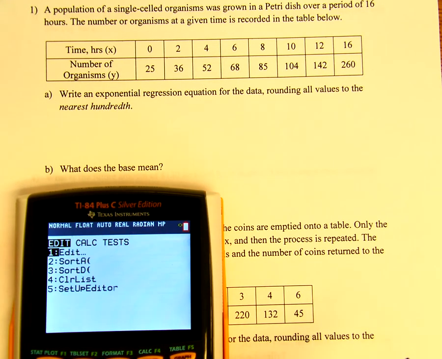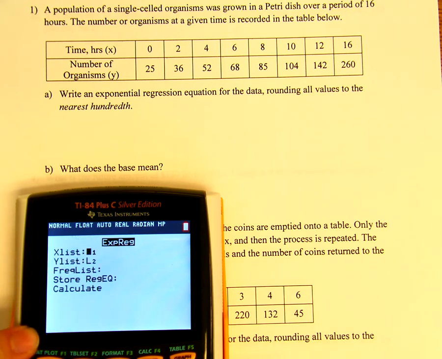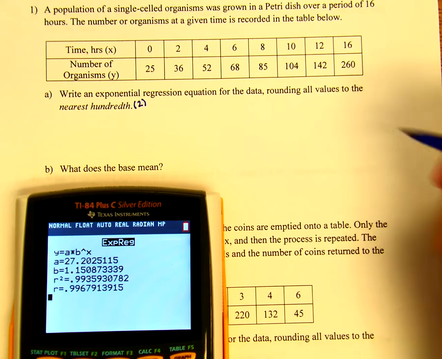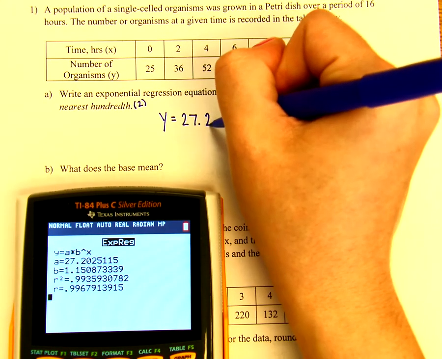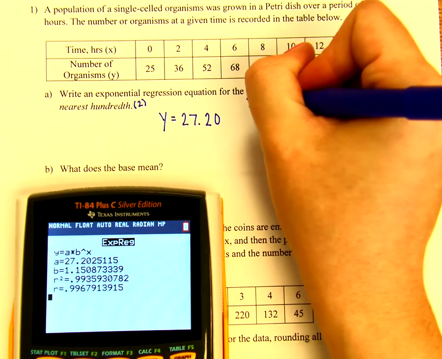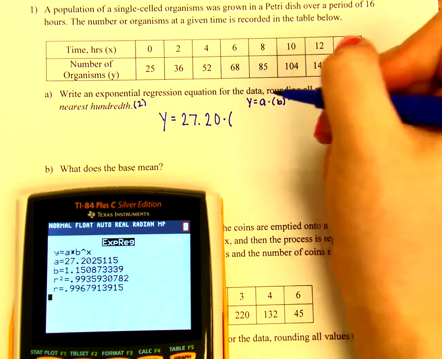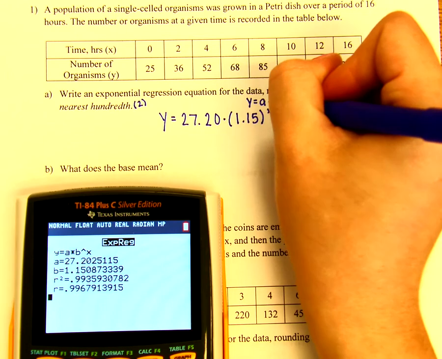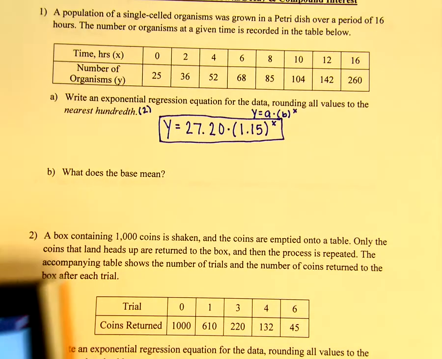Now I'm going to hit Stat, go over to Calc, and we go all the way down to option 0, which is our exponential regression equation. It wants us to the nearest hundredth, and hundredth is 2 decimal places. So y equals 27.20. Remember, the function says y equals a times b to the x power. So times, we can write our b value in parentheses, 1.15 to the x power. So that would be the answer to part A.